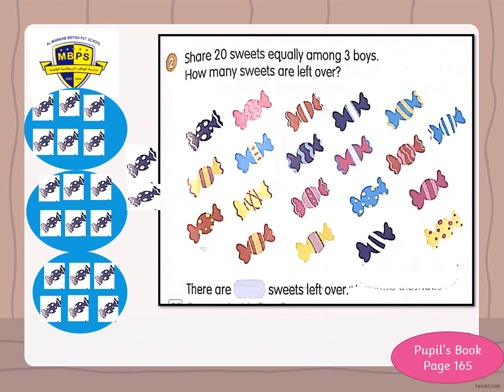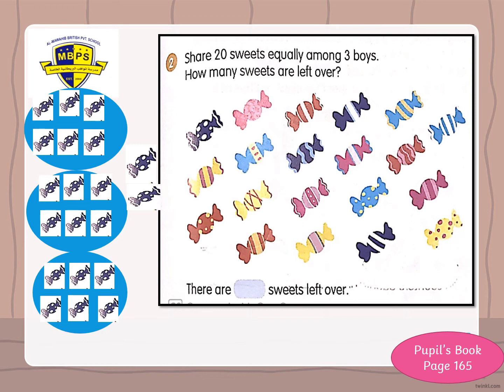For number 19 and 20, I didn't share them between the circles. Why? Because if I start to share them, there will be one difference. One will have 6 only, and the other 2 will have 7. So I can't share these 2. I will keep them aside. So now, how many sweets are left over? There are 2 sweets left over.